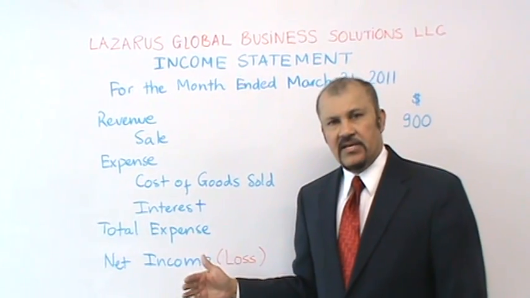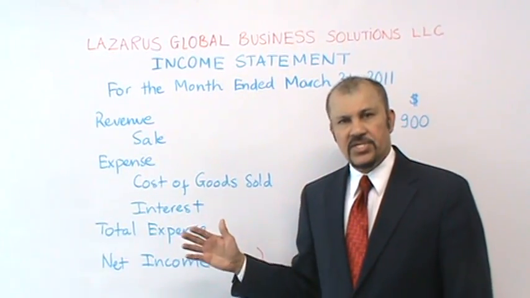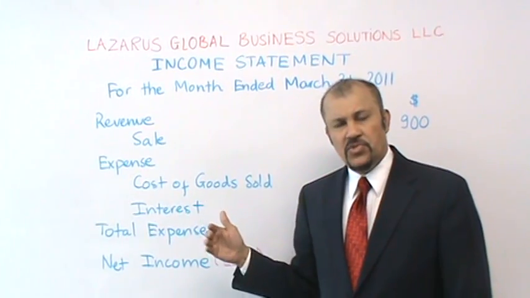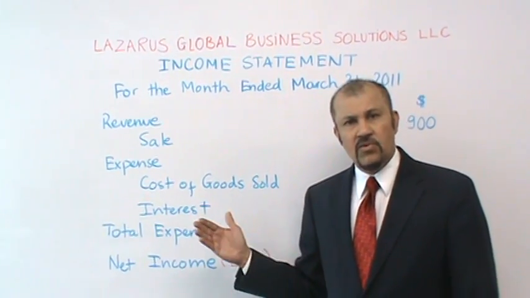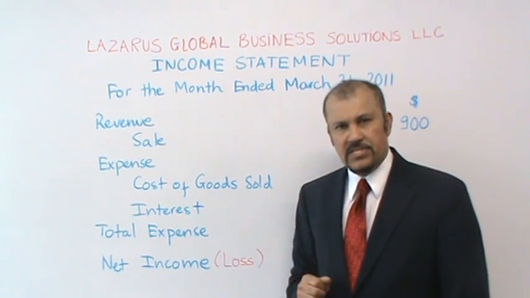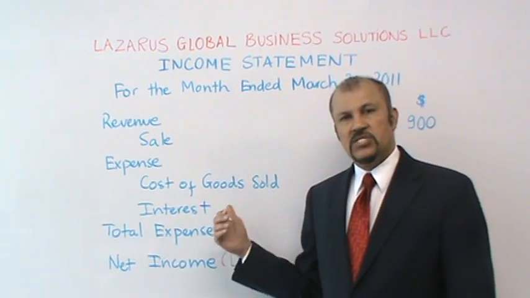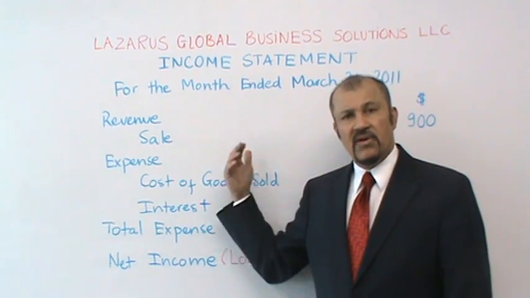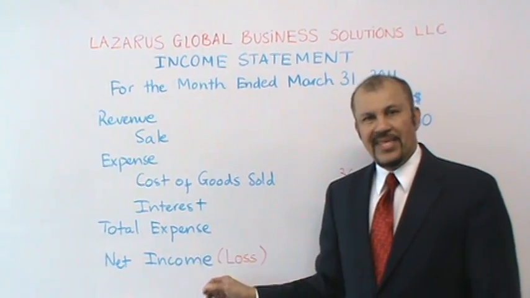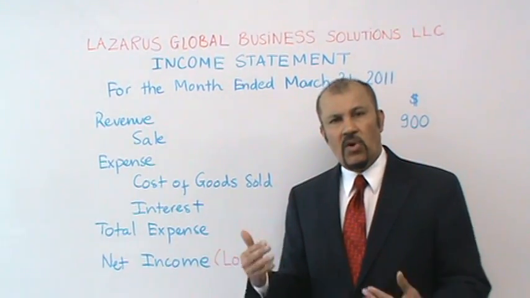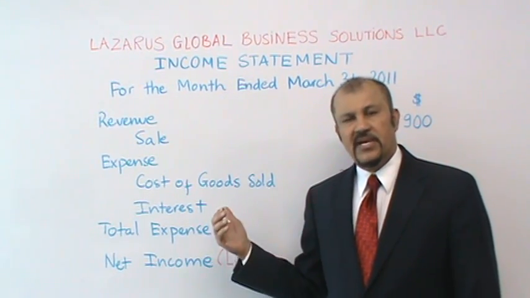How do we derive that? We take all of our expenses and we subtract that from our revenues, and the resulting number would be a net income if your revenues are greater than your expenses. Conversely, if your expenses are more than your revenues, you will end up with a net loss. So this net income or net loss is what determines the profitability of the company.